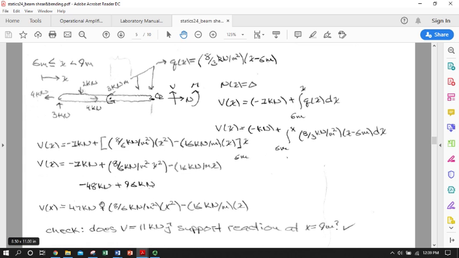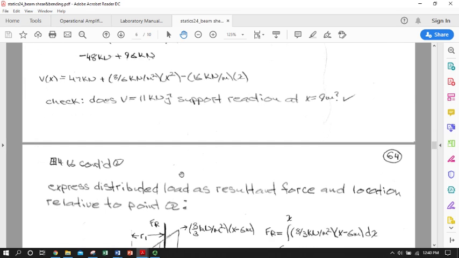And the final expression for shear anywhere is going to be parabolic, concave up, so getting really high. We can drop in, and again this was just literally cranking through the math, just evaluating this integral and then adding this front term, keeping all the signs straight. So we can plug in x equals 9 meters and evaluate V at x equals 9 meters and make sure that it equals 11 kilonewtons, which it does, so that's a good check.